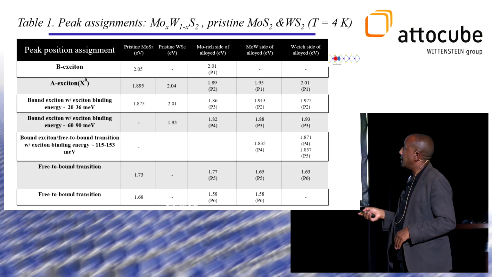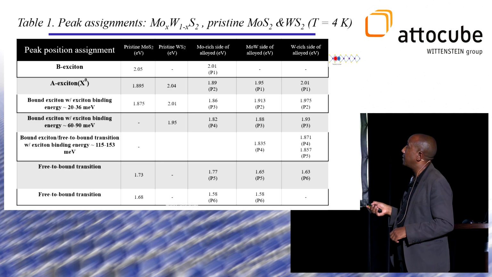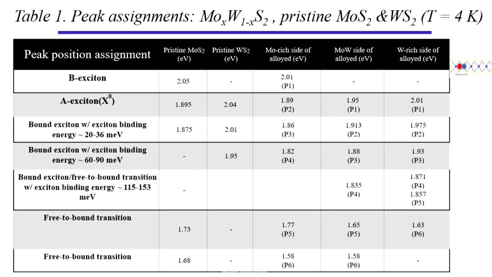Okay, so with that, one can draw a table and assign. So you have this very complicated thing. One thing I did not mention and will not show you is that in order to assign peaks 4 to 6, it's very complicated.